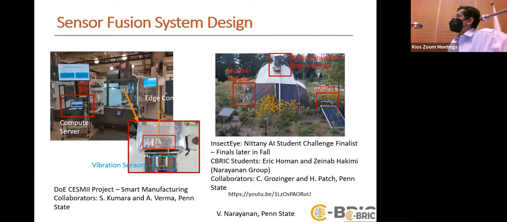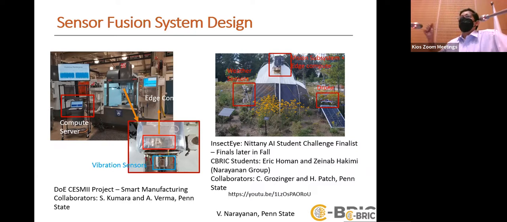So here are other types of systems that we are working on. One is on smart manufacturing. I know that there is a student from Texas A&M. This is a collaboration with Texas A&M, the industrial engineering department down there. The goal here is to basically have legacy machines. You need to be able to predict their failure, or predictive maintenance.